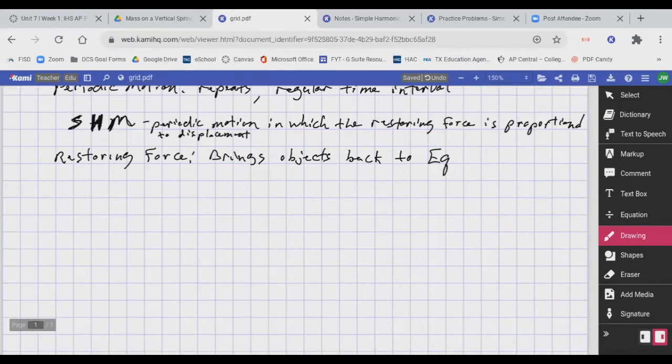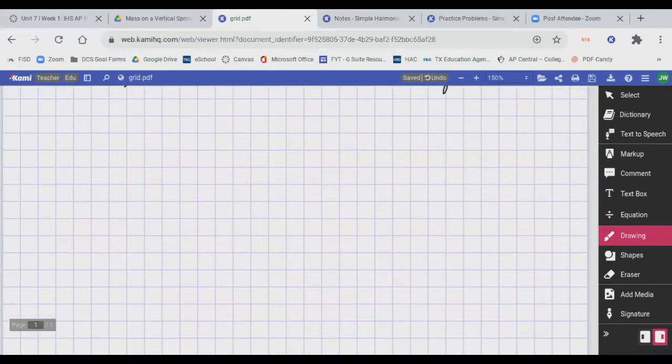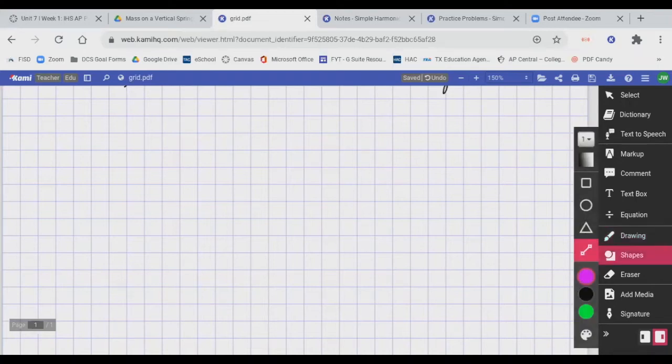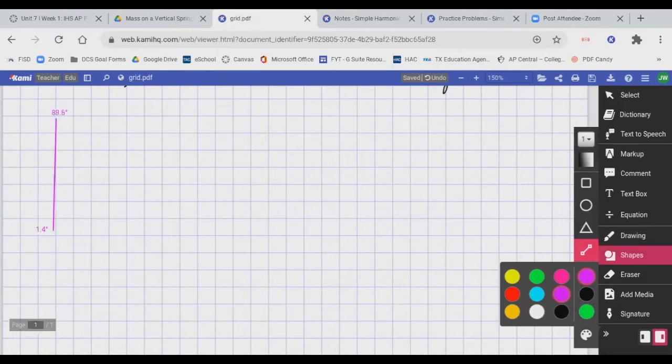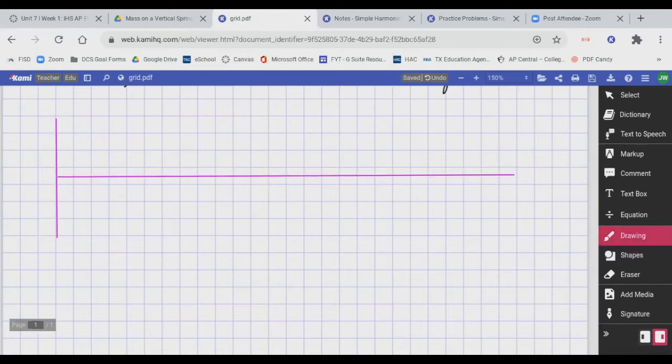All right, let's look at a graph. We can look at this graphically. Let's see if I draw a pretty graph. Do a shape, make it purple. Do it that way. All right, and then let's see if we start the graph here. And then I'm going to try to draw a pretty graph, but we'll see how it turns out.